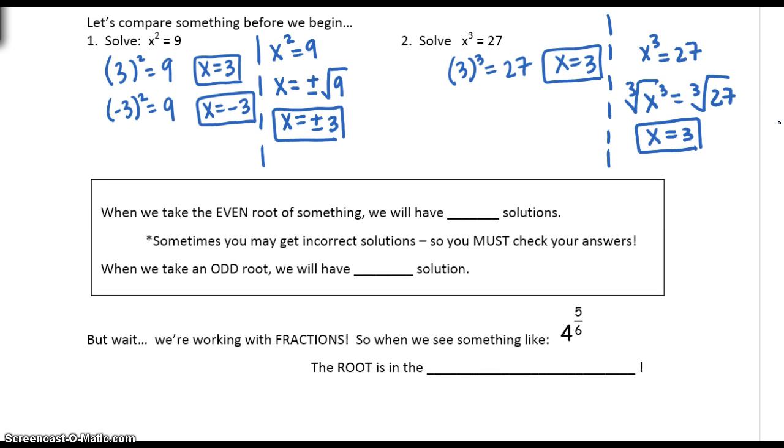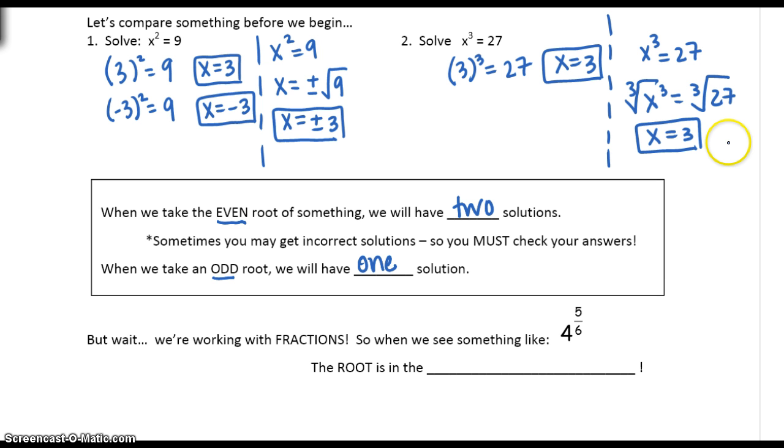So let's go to this little box down here. When we take the even root of something, here we took a square root, so we could take a square root, a fourth root, a sixth root, an eighth root, etc. When we take an even root of something, we will have two solutions, okay? Sometimes you may get incorrect ones, so that's why we're going to check our answers, but you could get two solutions. When we take the odd root of something, okay, we will have one solution, okay? I would always check my answers, but you absolutely have to check your answers with even roots.